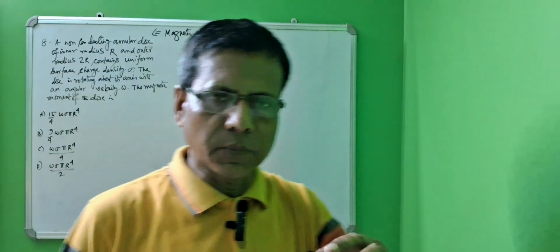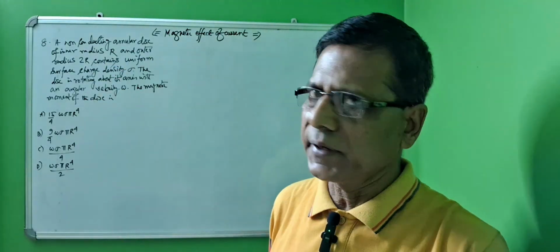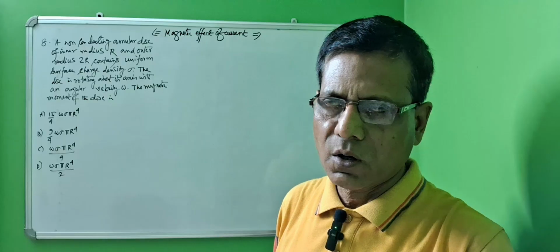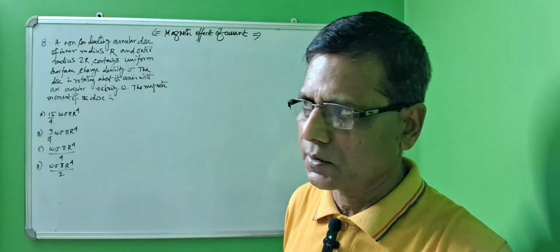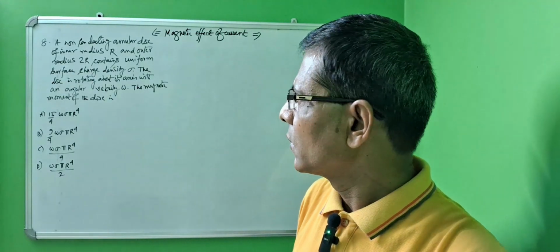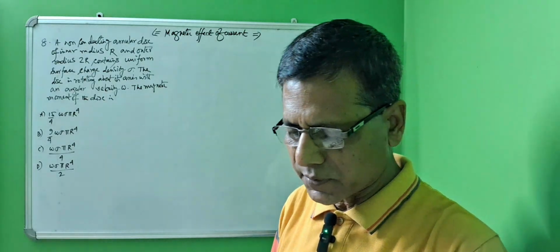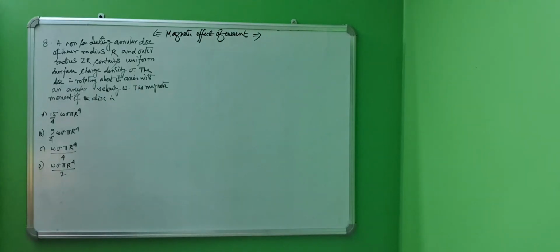Same type of problem, but not the same one. A non-conducting annular disc of inner radius capital R and outer radius twice R contains uniform surface charge density sigma. The disc is rotating about its axis with an angular velocity omega. Find the magnetic moment of the disc.